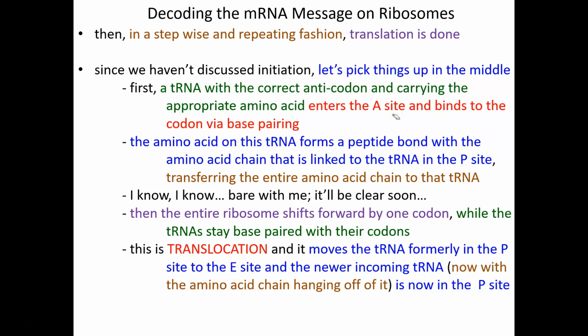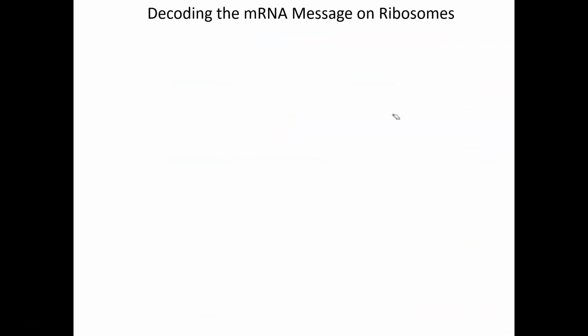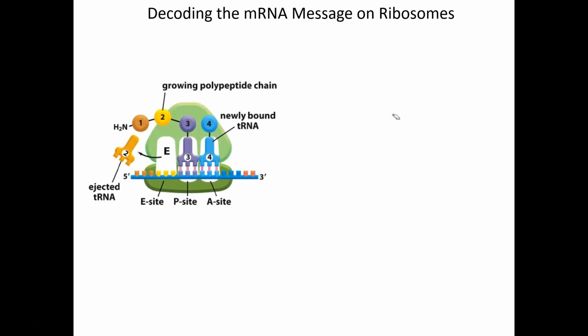This is called translocation, where the ribosome moves forward by a single codon, moving the tRNA that was in the P site into the E site, moving the tRNA that was in the A site to the P site, and now the A site is vacant to allow the next tRNA to come in. Only 2 tRNAs can be in the ribosome together at any one time, so when a new tRNA enters the A site, the empty tRNA in the E site will be bounced out, and the process will continue.